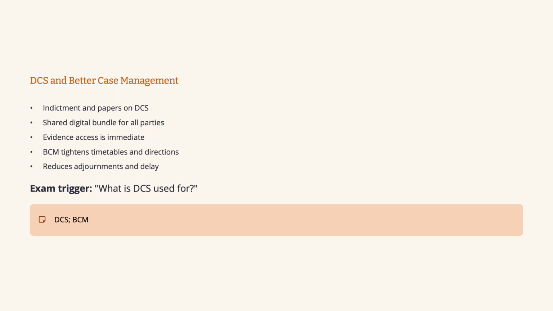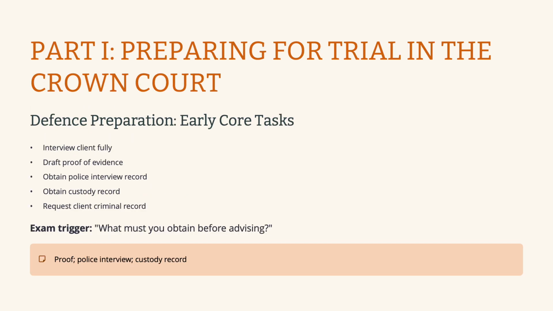So BCM tightens timetable and directions. The court takes an active case management role, setting firm deadlines and holding parties accountable. This reduces adjournments and delays that historically plagued Crown Court trials. So the combination of DCS and BCM fundamentally changes Crown Court practice, making it faster and more efficient whilst maintaining fairness. In the exam, they can ask you about DCS. Most of the time they won't, but you need to keep in mind they might.